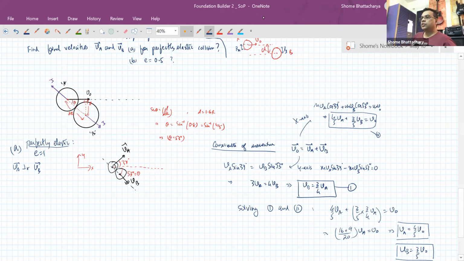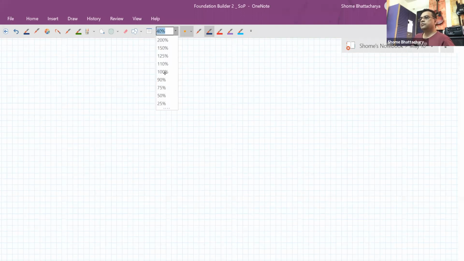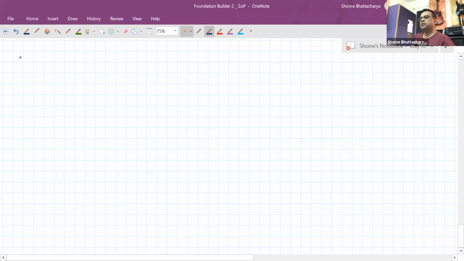Okay, so hope you have understood this case. Now let's come to the situation where the collision has a given coefficient of restitution. Okay. So how to interpret the coefficient of restitution in this case? So basically separation velocity is equal to 0.5 times approach velocity.